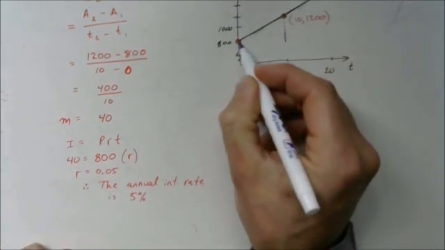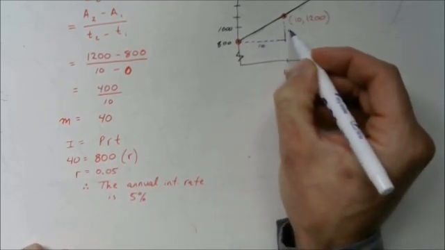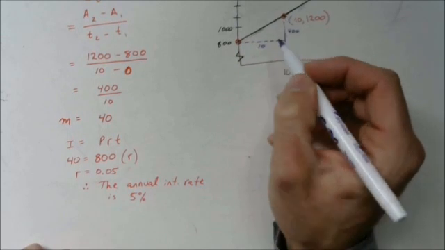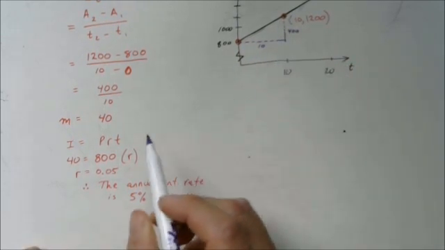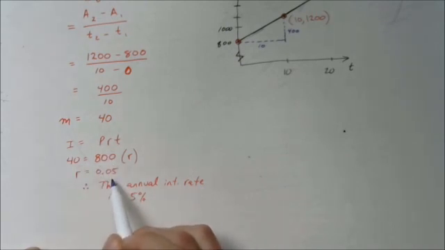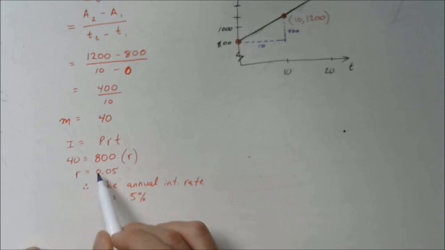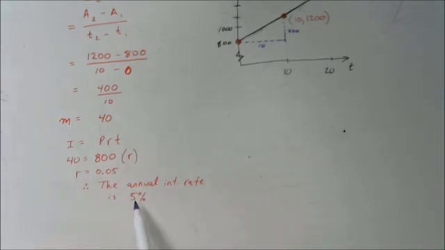Okay, so we used our graph, we found the slope, which was rise over run, a run of 10, a rise of 400, slope of 40. Okay, so in 1 year it went up $40. That means out of the $800 simple interest, the rate had to be 5%. So every year you're going to get 5% of 800 back, which is $40. Okay, annual interest rate 5%.